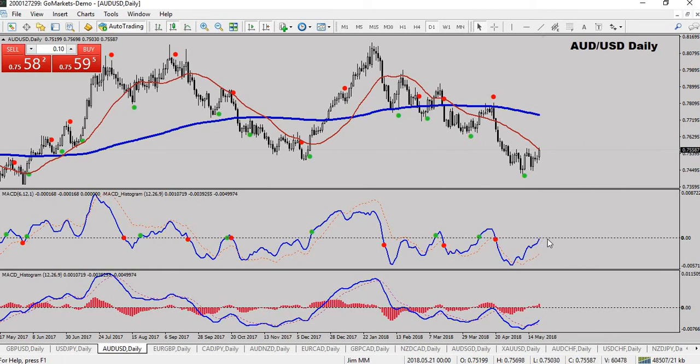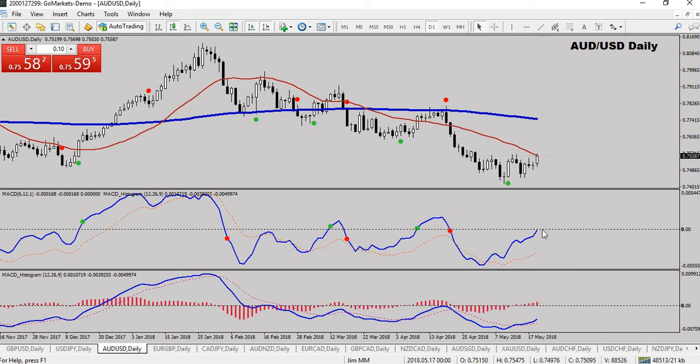Aussie, now we're getting close. I'll just make that bigger. This is getting very close to the zero level. The MACD down here is already turned up. We're close to the 25 SMA, close to going on the other side. Already got a green dot.